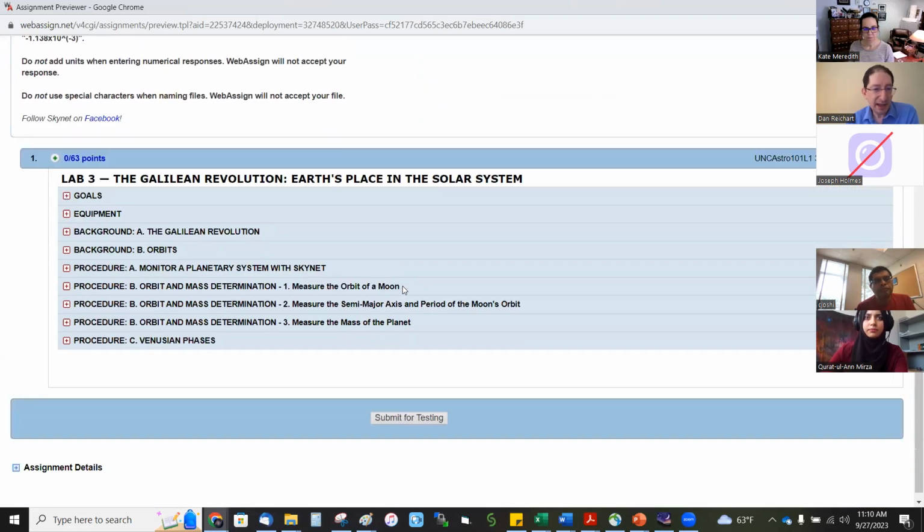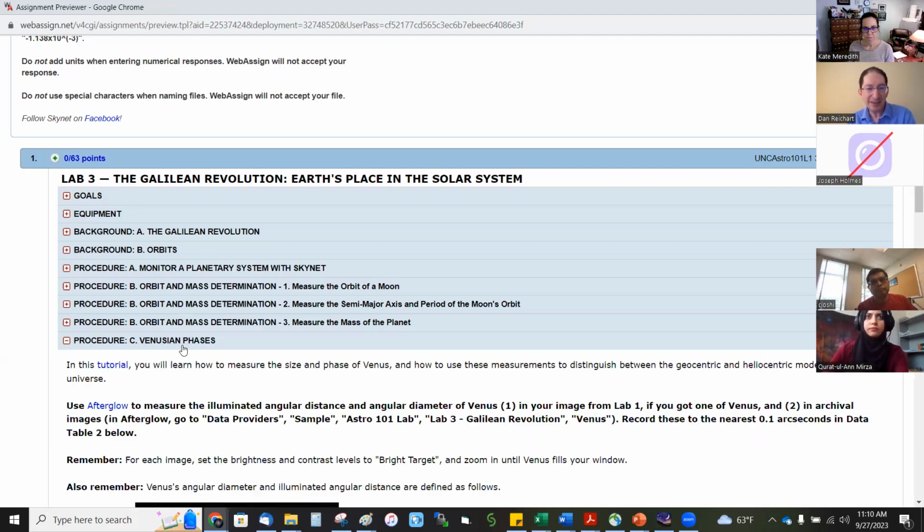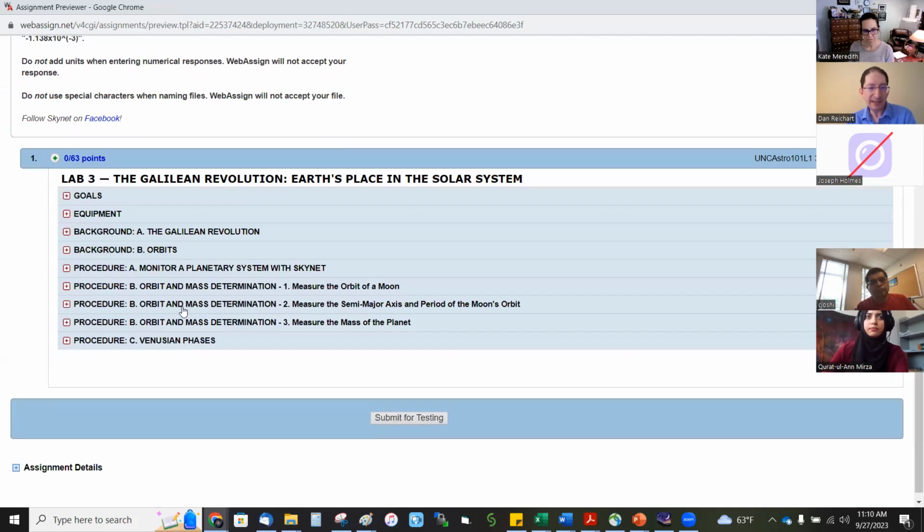Okay, so last time, Lab 3 is doing two things. The primary thing is the Kepler third activity. And then the secondary thing is the Venusian phases, showing that we do live in a heliocentric universe, not a geocentric. And that's kind of the shorter, easier one. It's currently at the end of the lab, and we went through that last time.